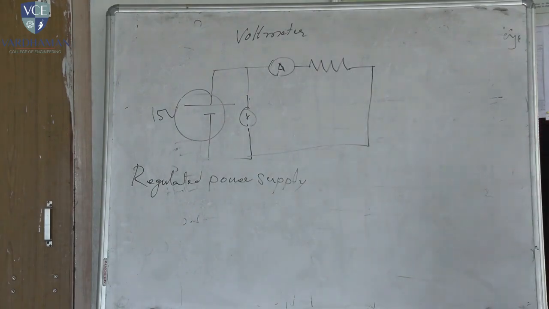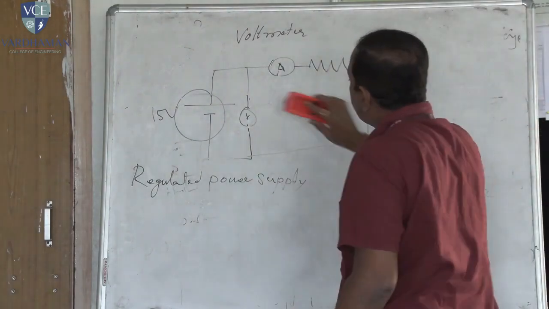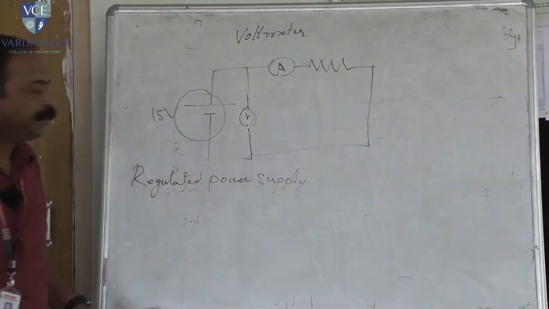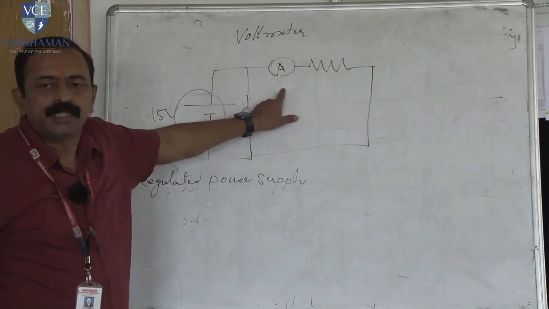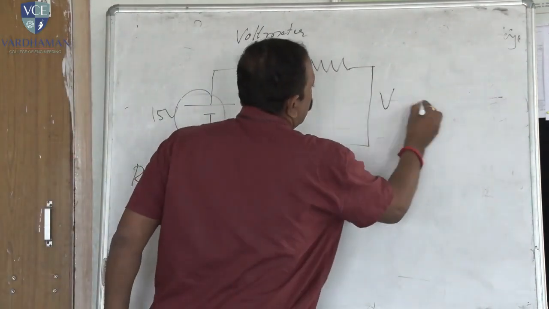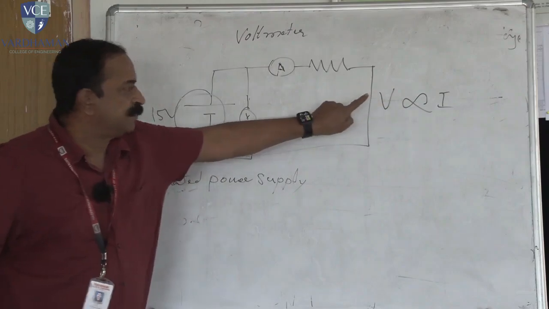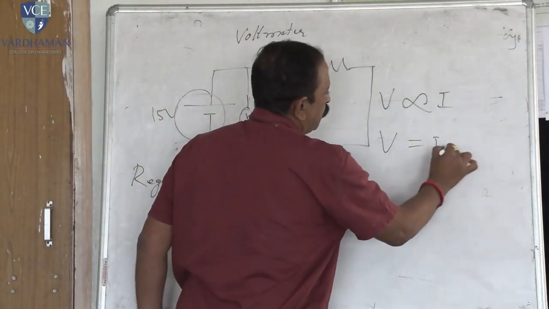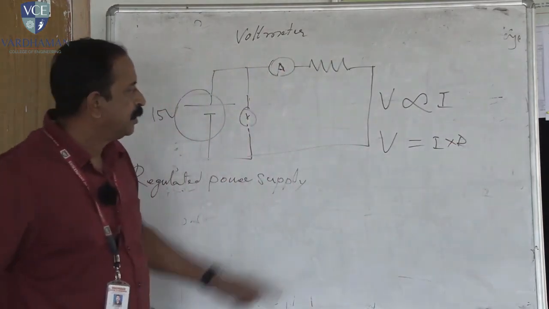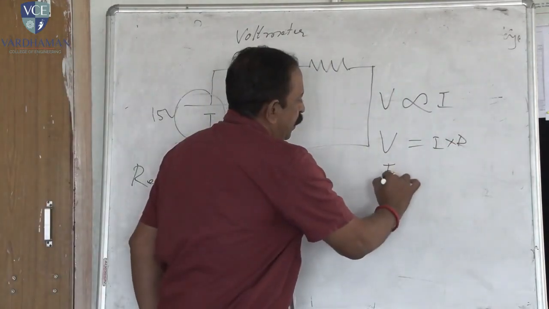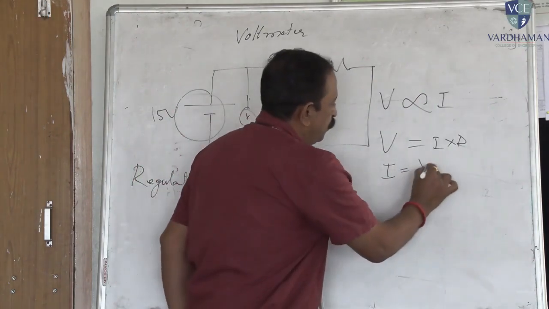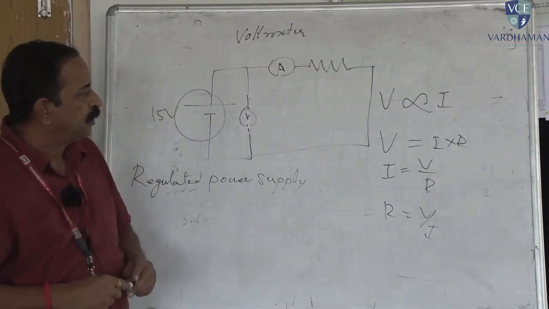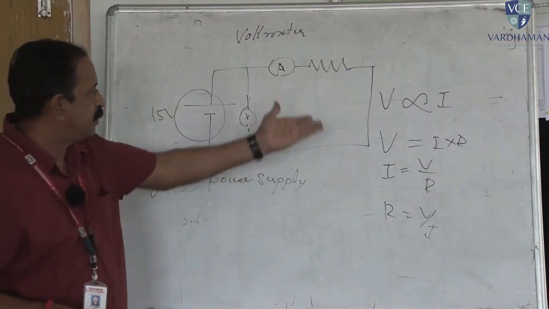Now let us come to the first experiment, which is called Ohm's law. This is the same circuit. Ohm's law states that at room temperature, if you increase the voltage, current also increases. V is directly proportional to I. So current increases with the increase of voltage. If you replace the proportionality symbol, V equals I into a constant which is called resistance, R. V equals I into R. We can derive so many formulas from this: I equals V by R, R equals V by I. In any way, if two parameters are known, the other unknown parameter can be found out. That is the calculation method.